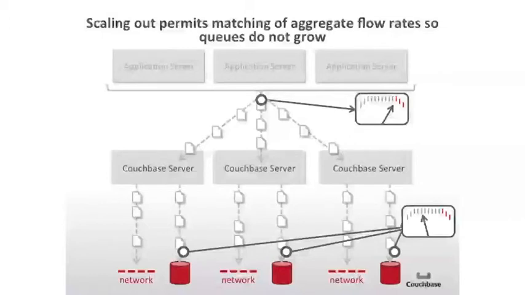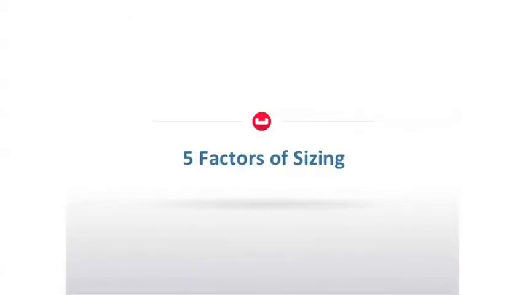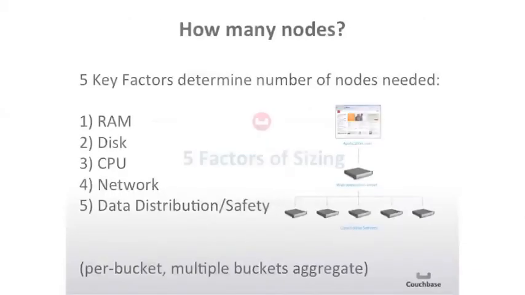So we typically talk about there being 5 factors of sizing a Couchbase cluster, one of which is really going to determine how many nodes you need. So RAM, disk, CPU, network, and just the general distribution of data across the cluster. One of these is going to say you need X number of nodes in order to have enough RAM, or in order to have enough disk, or in order to have enough CPU, and that's what's going to be the determining factor. That's what's going to dictate how many nodes you need, really based upon the resources and the hardware and the systems that you have at your disposal.